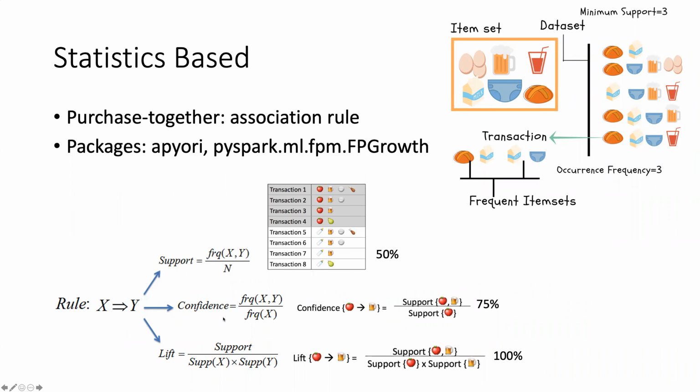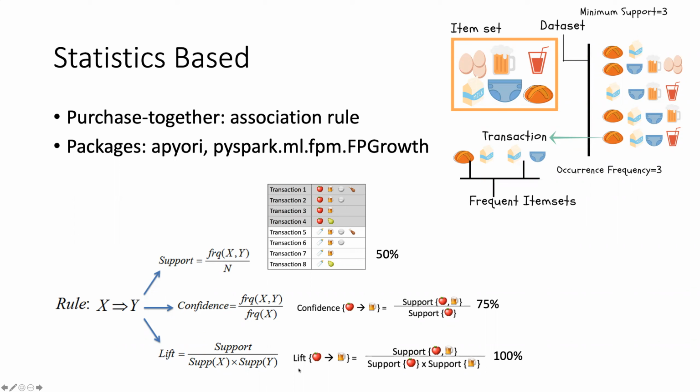And then for the next term, confidence, that means we use one product support divided by another support. For example, we're saying the confidence when people purchase an apple, they also purchase a beer. So we use the support of apple and beer divided by the support of apple, which is 3 divided by 4, that's 75%. So the confidence is high, which means most of the time people purchase an apple, they also purchase beer.